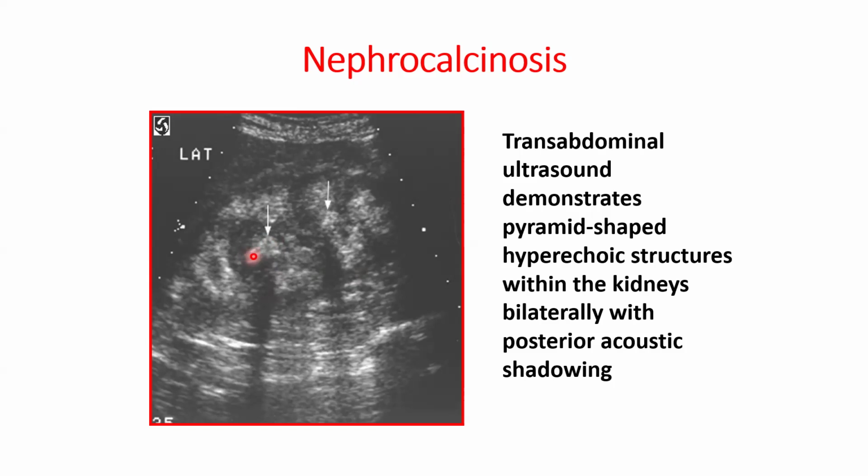pyramidal in shape. You see, they are pyramidal. So these pyramidal shaped hyperechoic, hyperechoic means they are white in color. The density is more than the surrounding kidney. Okay, and giving acoustic shadows, this means that these are calcified pyramids. So this is how nephrocalcinosis looks like on ultrasound of the kidney.